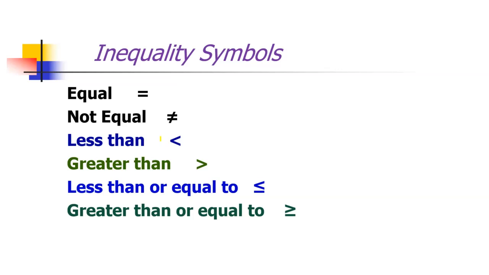Let's move on to inequality symbols before I combine them with the order of operations. These are the signs you must remember. Equal, not equal, less than, greater than, less than or equal to, greater than or equal to. I'm going to combine them with the order of operations in order to decide the statement to be true or false.